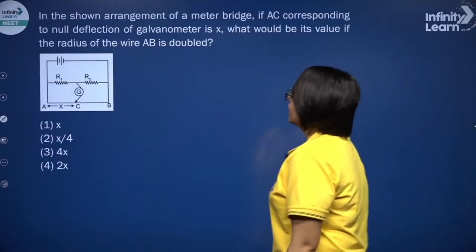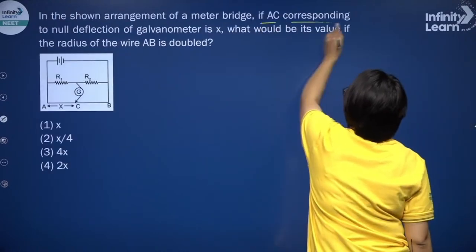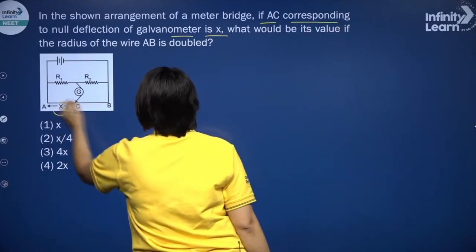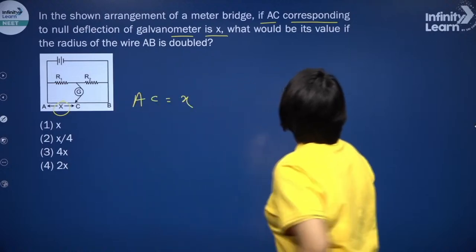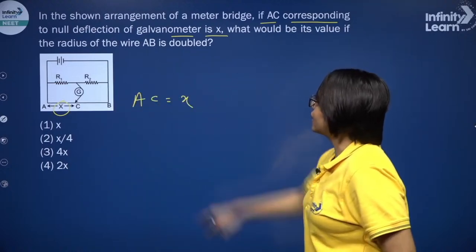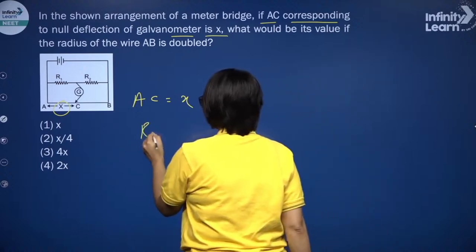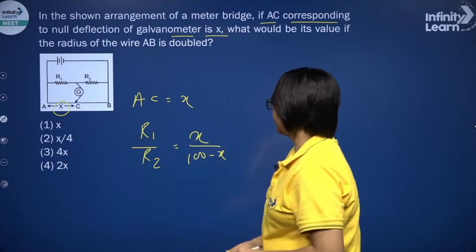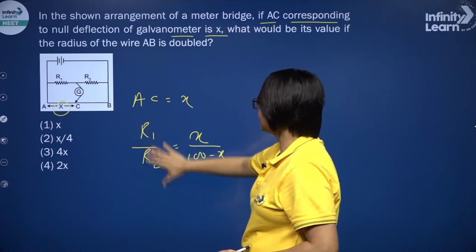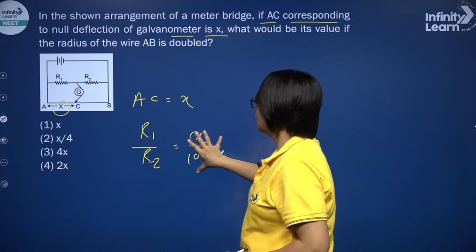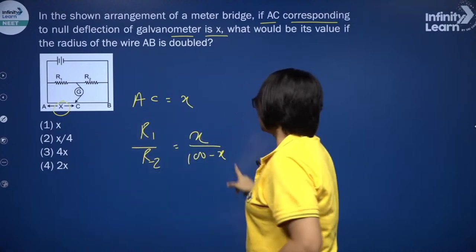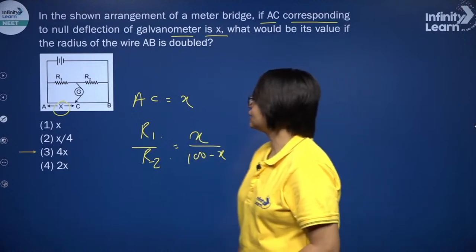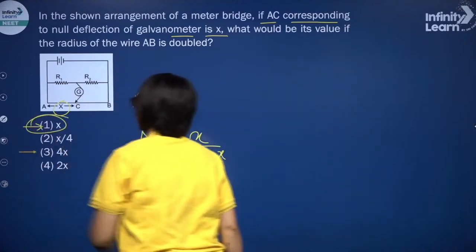Next is this one. In the shown arrangement of a meter bridge, if AC corresponding to null deflection of a galvanometer is X, what would be its value if the radius of the wire AB is doubled? We know that R1 upon R2 is X upon 100 minus X. Now, X does not depend on the radius of the wire AB. If you are not changing R1 upon R2, the null point will not change. So the correct answer is option 1 only, not 3.